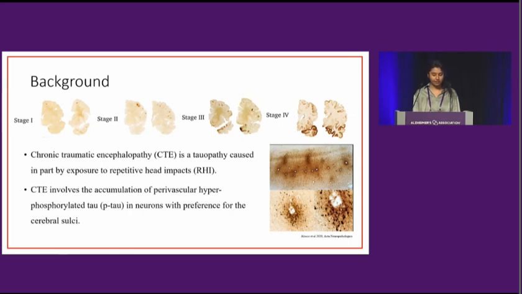And a neuropathological diagnosis of CTE requires perivascular hyperphosphorylated lesions in neurons with preference for the cerebral sulci. In stage 1, isolated p-tau fibrillary tangles are found in the frontal cortex. In stage 2, they spread to the adjacent temporal cortices. In stage 3, they're distributed in the medial temporal lobe structures. And in stage 4, we find diffuse p-tau lesions and neurofibrillary tangles distributed throughout the cerebral cortex, with pronounced neurofibrillary degeneration in the medial temporal lobes.